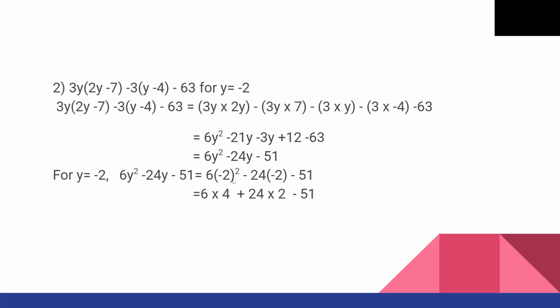So 6 into minus 2 square will be 4, minus, here minus, here minus, so 2 minus will change to plus. 24 multiplied by 2 minus 51. Again simplifying, 6 4s are 24 plus 24 2s are 48 minus 51. 24 and 48 adding, you will get 72 minus 51 equal to 21. So the value of the given expression is 21 for y equal to minus 2.